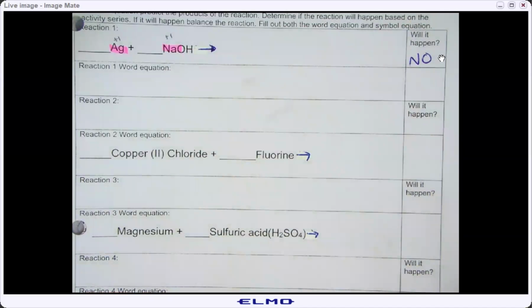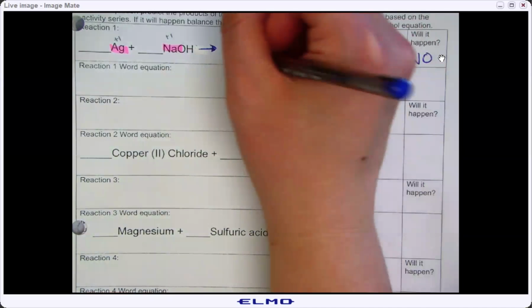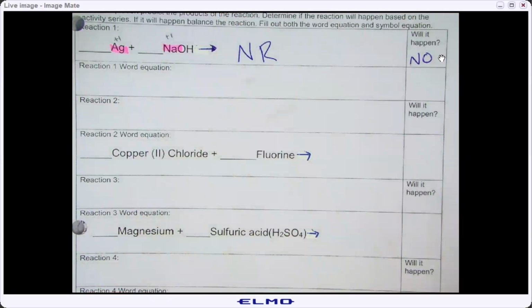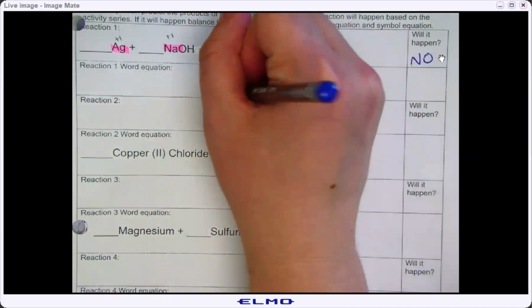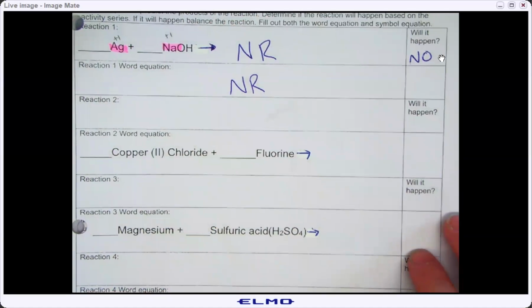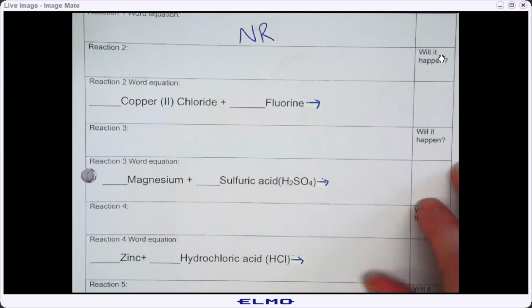If the reaction doesn't happen, you don't have to do anything. You can simply put NR for no reaction. We can mix these things together. We would not see any evidence of a chemical change. So we can also put that in the word equation box. Nothing would proceed here. Okay, going to reaction number 2.